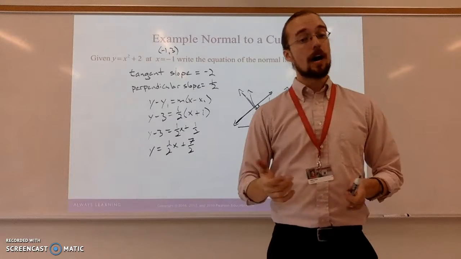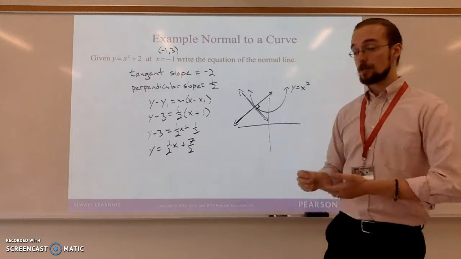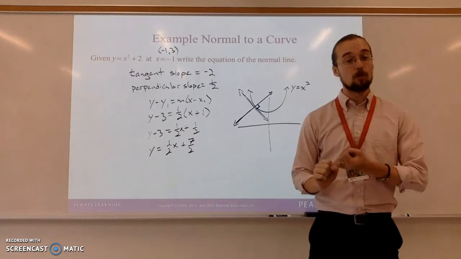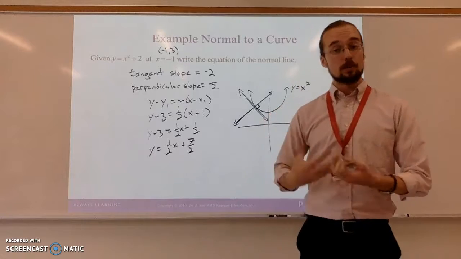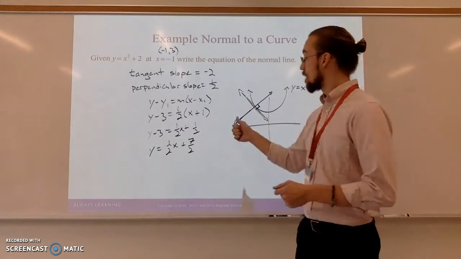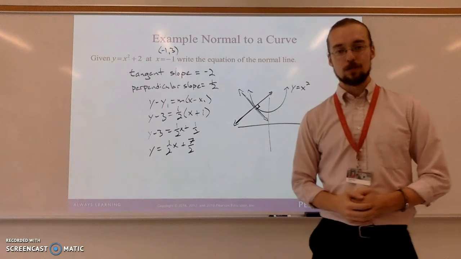So now, using our limits that we've talked about, we can find instantaneous rate of change. We can find the slope at a single point, and then we can use that point to write the equations of both tangent lines and normal lines. All right? On our way to derivatives.